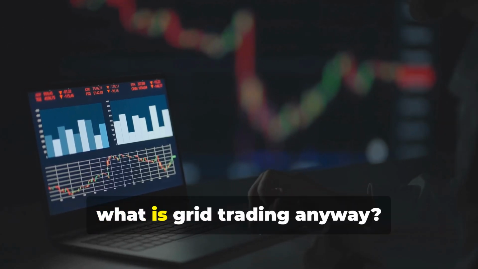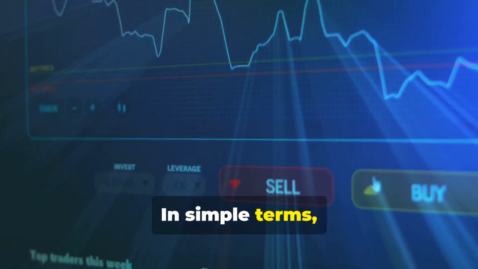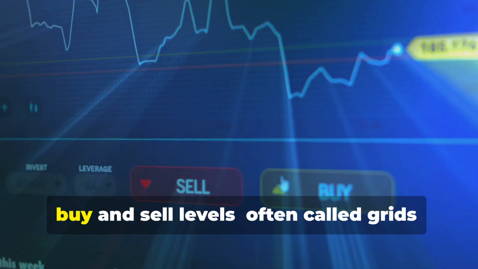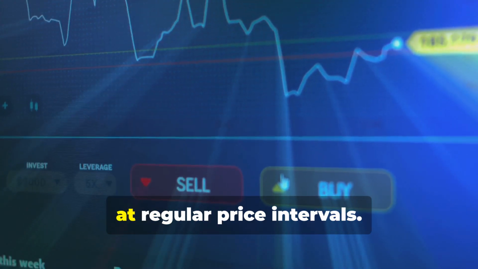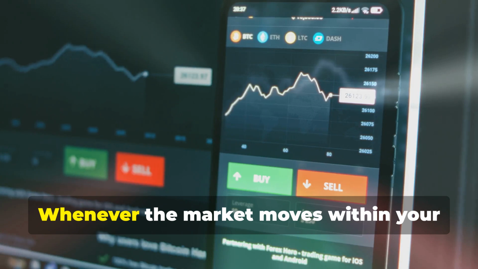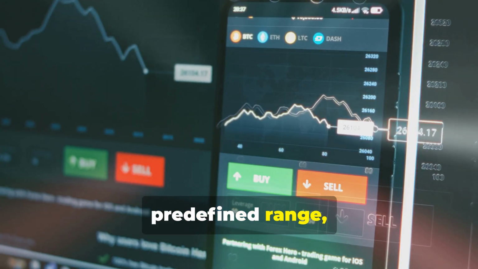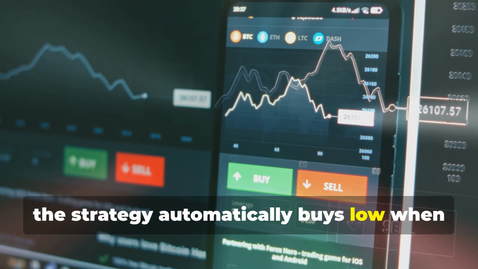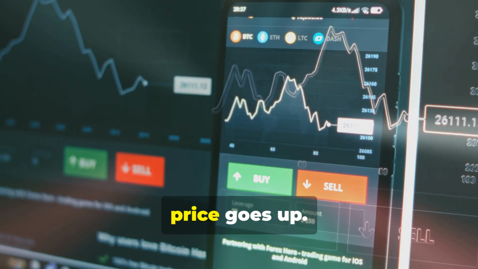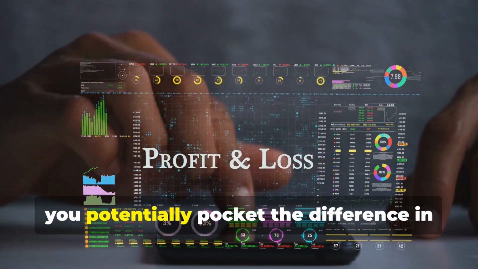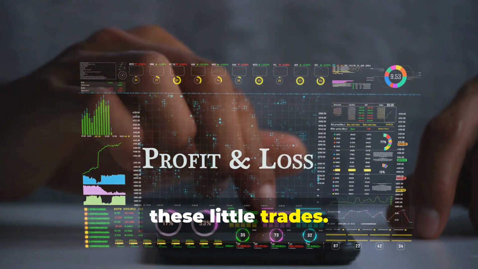So first off, what is grid trading anyway? In simple terms, grid trading means you set up multiple buy and sell levels, often called grids, at regular price intervals. Whenever the market moves within your predefined range, the strategy automatically buys low when the price dips and sells high when the price goes up. Over time, you potentially pocket the difference in these little trades.